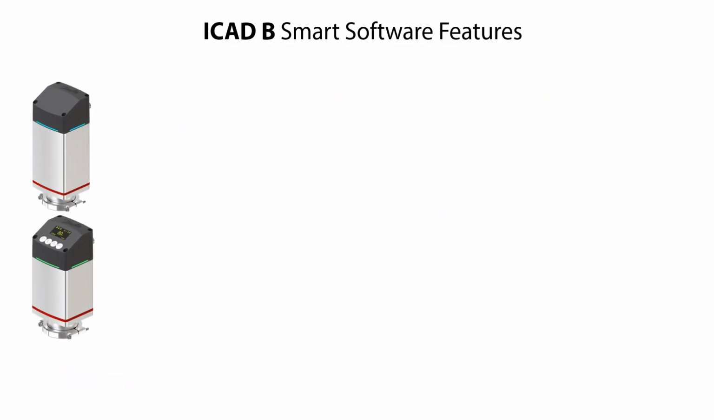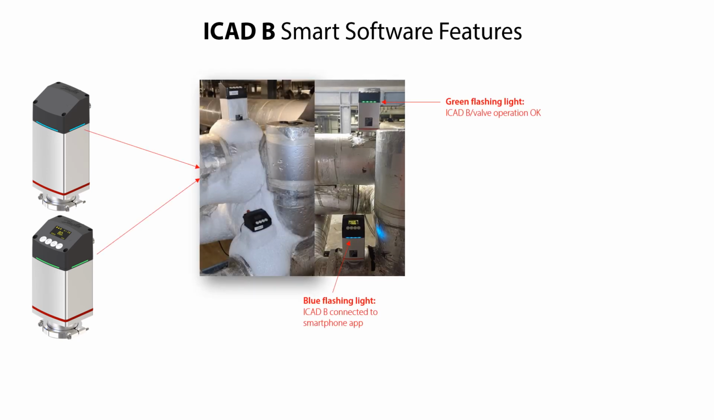Multiple smart features have been added to the ICAD B actuator software to ease up handling and operation and to increase reliability. This is especially facilitated by using the smartphone app in applications where it might be difficult to physically access the ICAD B, as shown here with these examples. The ICAD B smart software features include a quick setup function, which reduces installation and configuration time, self-diagnostics with detailed information feedback via the multiple interfaces such as display, app, and data communication.